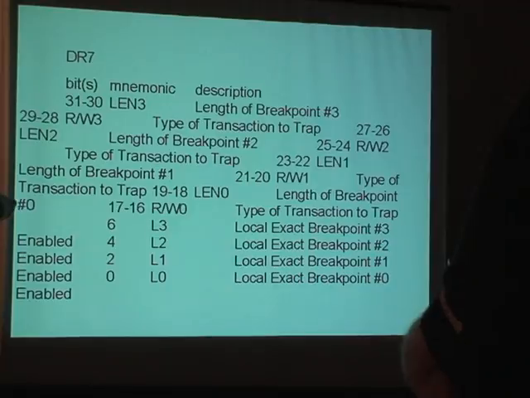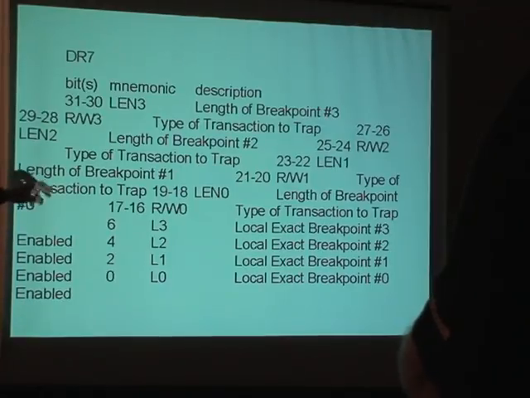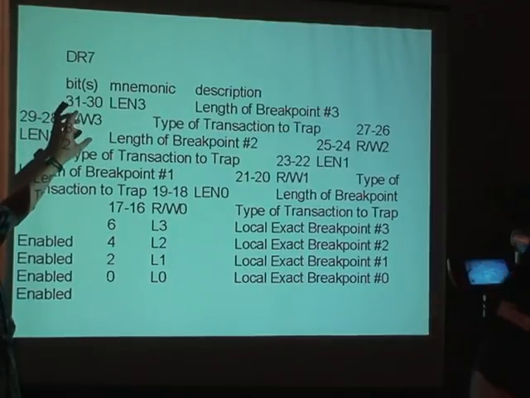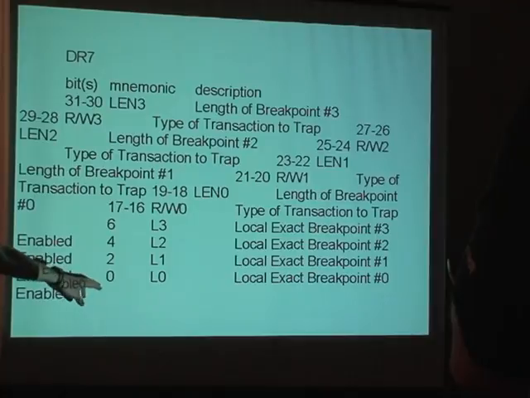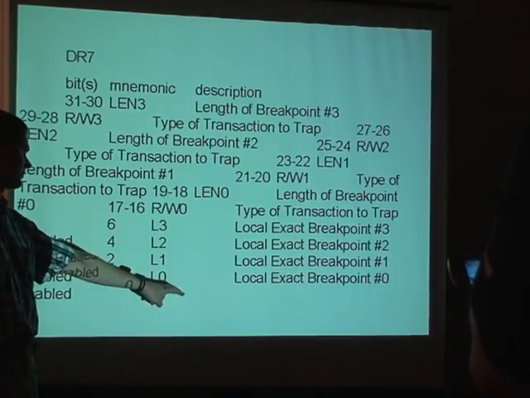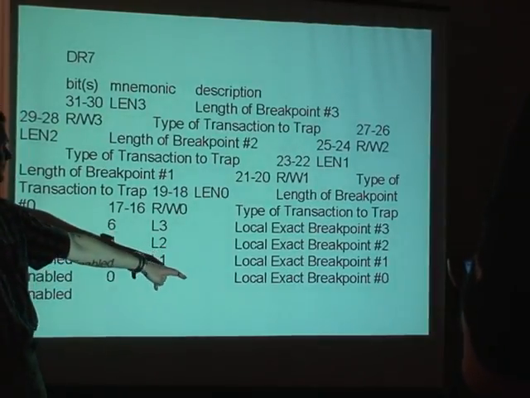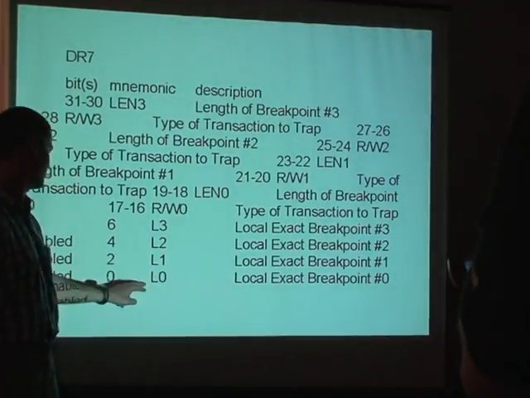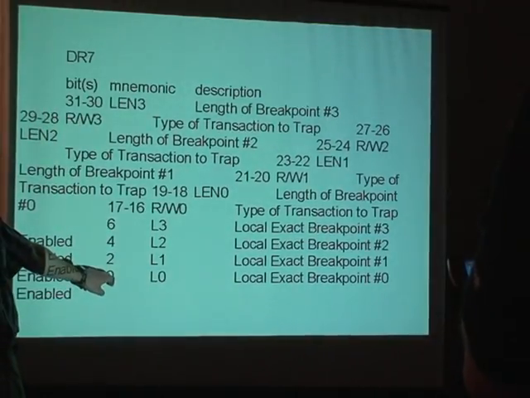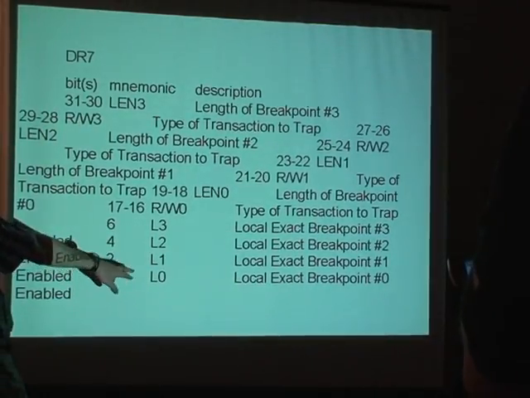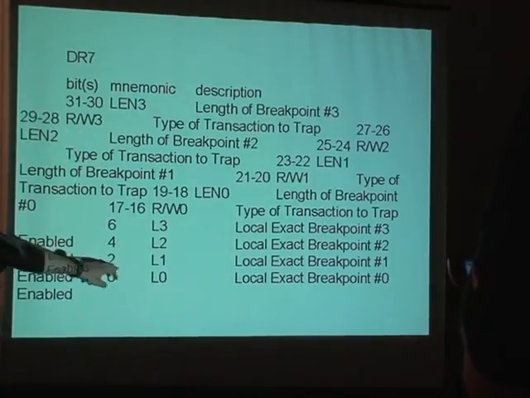So, debug register 7. I apologize, it is shifted in a terrible way, but we can go from the easiest. To enable debug register 0, we must enable bit 0. Then for debug register 1, we have to enable the second bit.